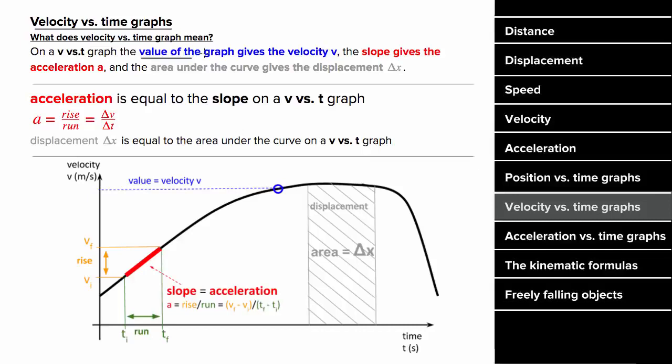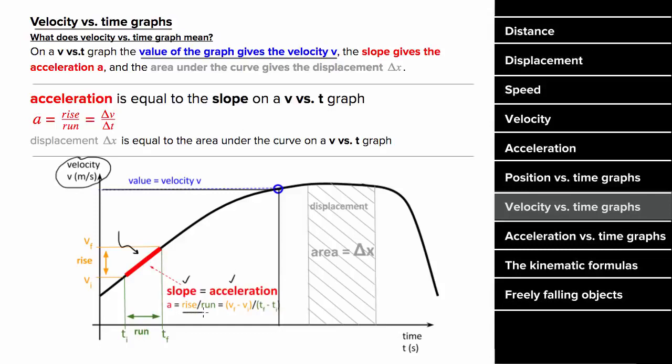Well, the first thing to know is that the value of the graph on the vertical axis is giving you the value of the velocity at that particular moment in time. Why do we care about velocity versus time graphs? One reason we care is that the value of the slope at any given moment is going to be equal to the acceleration of the object at that moment.